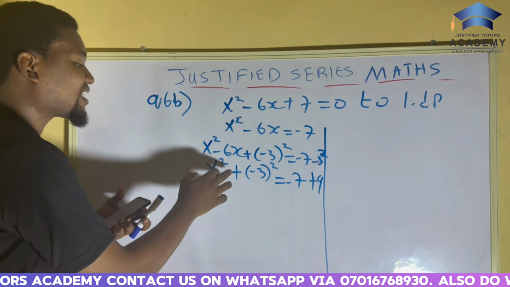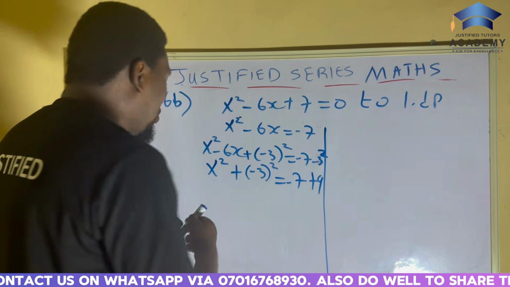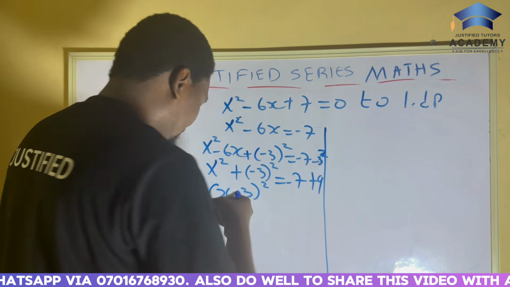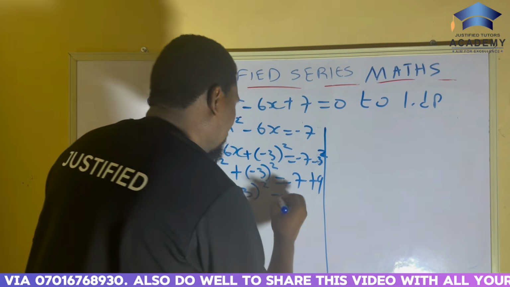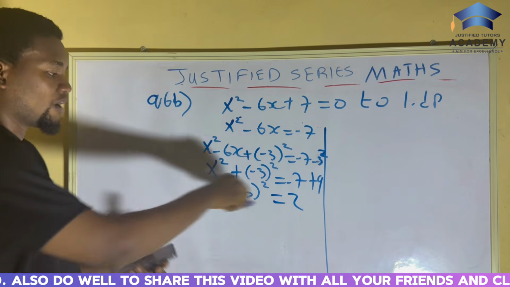So now you can see that we have square here. So we can put both of them in a bracket. So we'll have x minus 3 square. Are you getting me? Is equal to minus 7 plus 9, which is 2. Yes. So now, this is what we have.